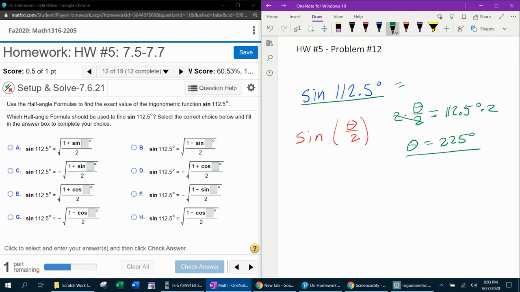Remember, in the unit circle, sine is y, correct? And if we think about the unit circle, 112.5 degrees is going to be in quadrant 2. So what is sine in the second? Well, y is positive in the second, so sine is going to be positive. So whatever this answer is, it's going to have to be a positive answer.